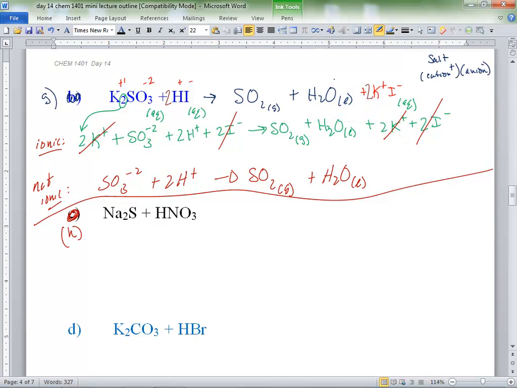So identify which game you're playing, whether it's solubility or one of the 4, and go from there. If you're not sure, it's a great time to ask right now.